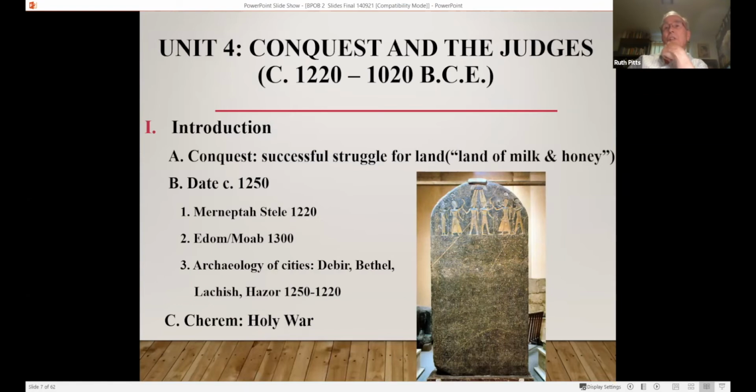Conquest and the judges. So the conquest, that word simply means a successful struggle for land. And so these people are going to occupy this area in some way. And it was known as the land that flows with milk and honey. So this is an endearing way to speak of this land in the Old Testament. The date of the conquest is about 1250, as best we can tell these days.